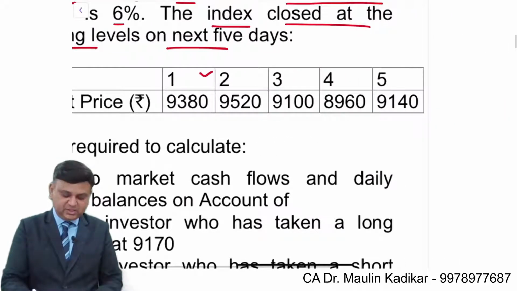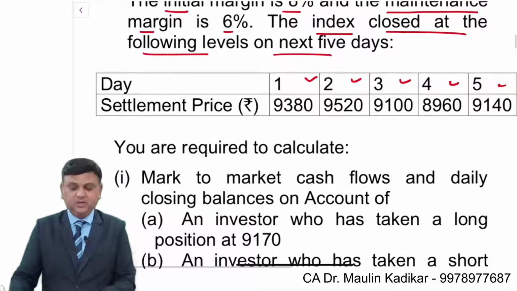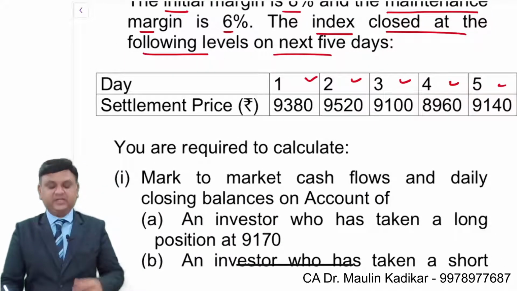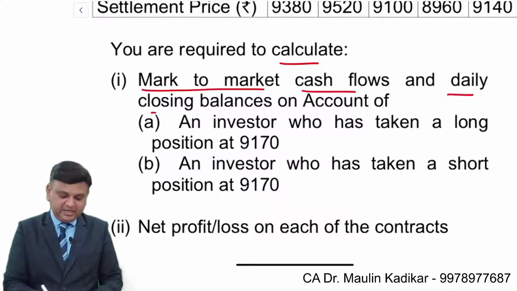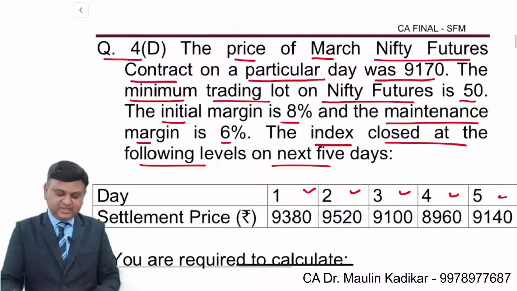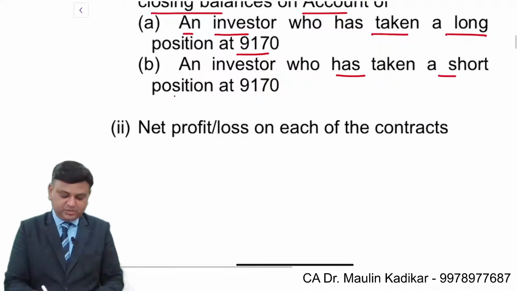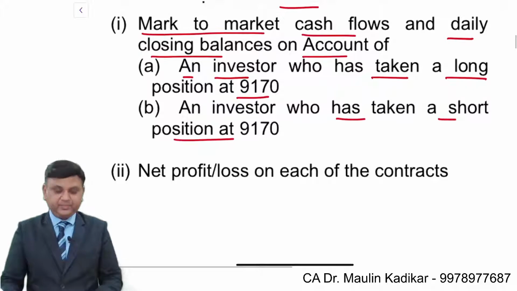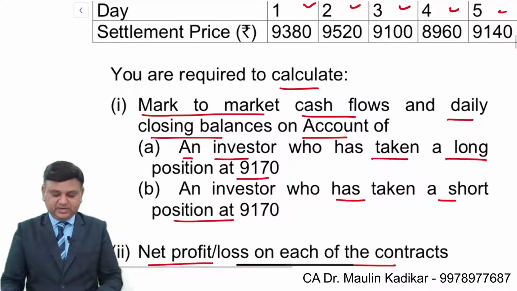So for 5 days the closing prices have been provided to us, and of course these closing prices are provided for the month of March for which the transaction is entered upon. You are required to calculate mark to market cash flows and daily closing balance on account of an investor who has taken long position at 9170, and an investor who has taken a short position at 9170. And the second question is net profit or loss on each of the contracts. That is the question.